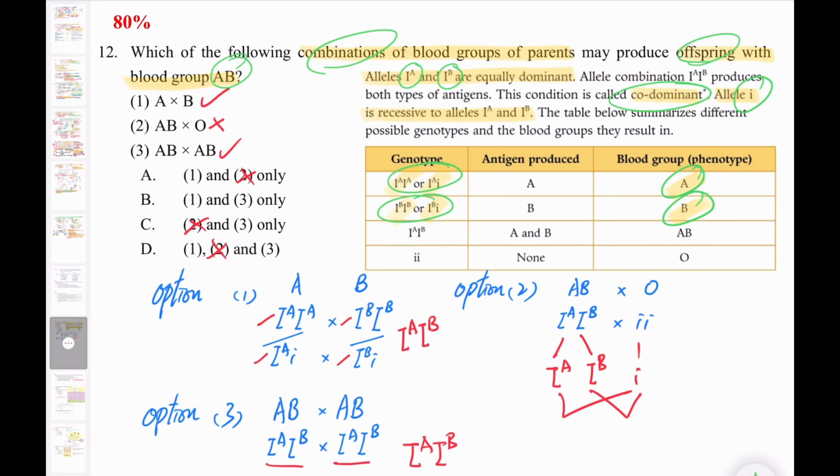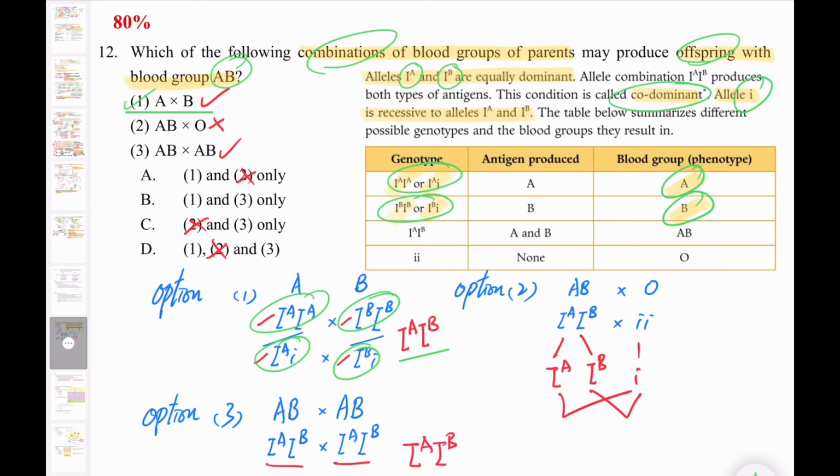So let's take a look at cases 1, 2 and 3. For case 1, one of the parents has blood group A and the other has blood group B. No matter whether they are homozygous or heterozygous, it is still possible to produce an offspring receiving I big A and I big B. So that's why case 1 is correct.